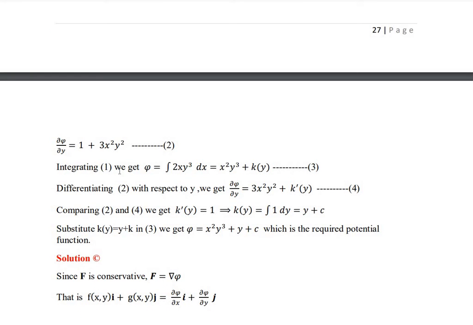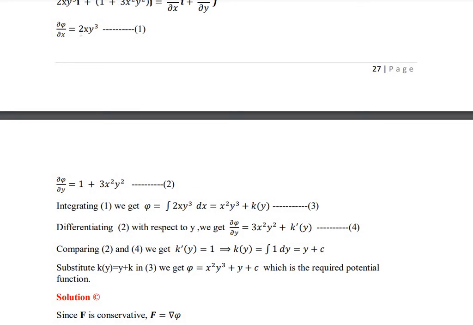Then integrating 1, you will get phi is equal to, integrating with respect to x, 2y cubed, you consider it as a constant. So 2y cubed into integral of x, what is that? x squared by 2. You can cancel this 2, so you will get x squared into y cubed plus the constant of integration. Here y you consider as a constant, so that constant of integration you write as a function of y. So you write it as k of y. So you take it as equation number 3. But we want to find out what is the constant of integration k of y.